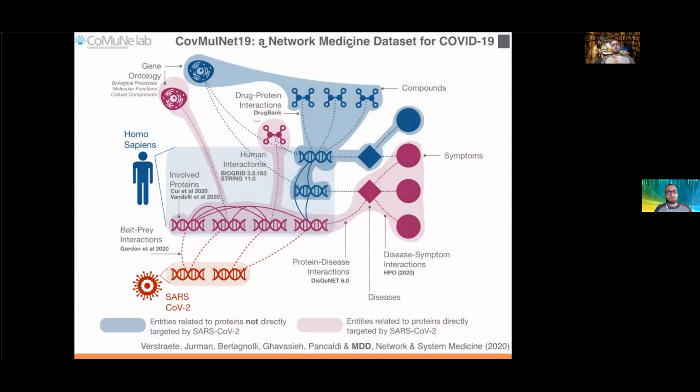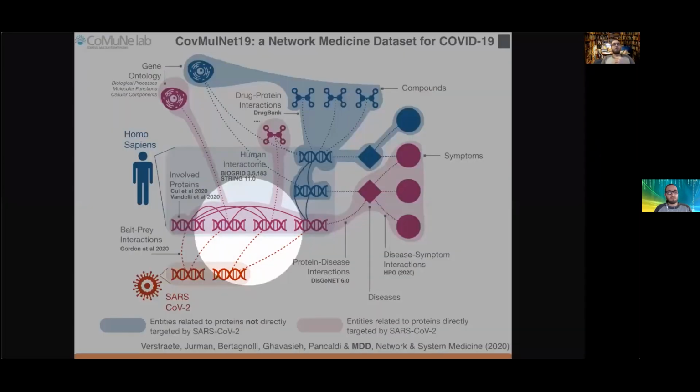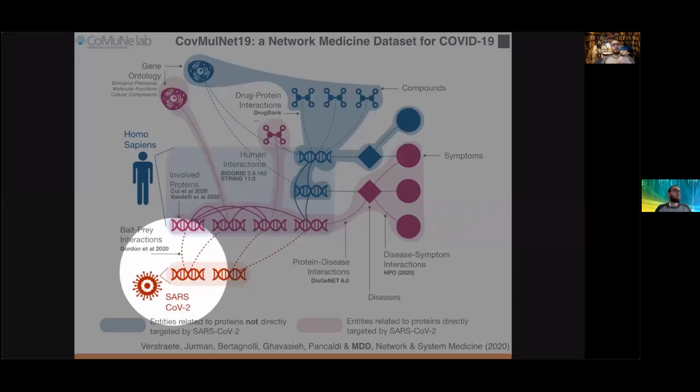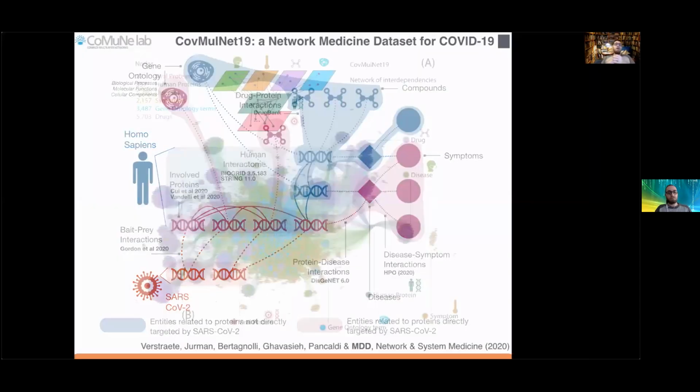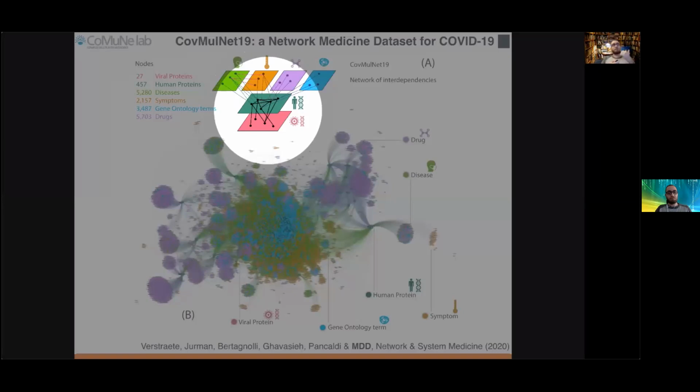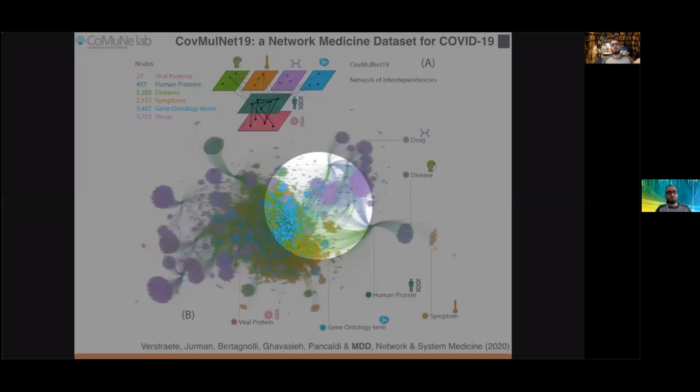We have been considering the human proteome together with the interactions between compounds, so drug protein interactions, and together with symptoms protein interactions and biological process protein interactions. And then we have been considering the interactions between the viral proteins of SARS-CoV-2 and their human targets. In this way, we were able to build a multi-layer representation of the interactions between viral proteins, human proteins, diseases, symptoms, gene ontology terms, and drugs. The result is this network.